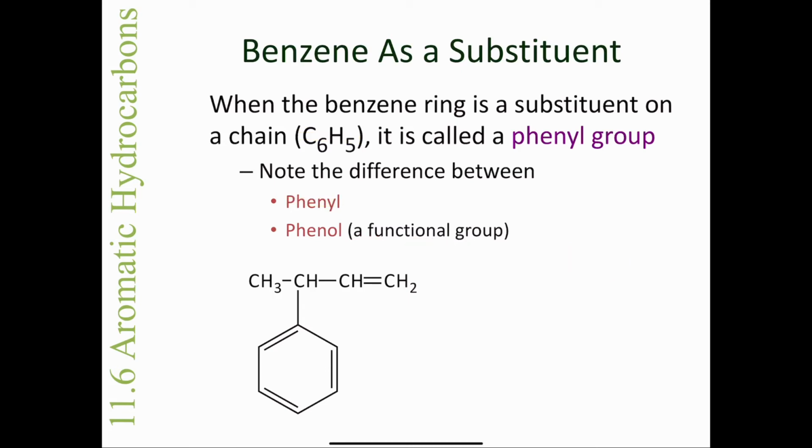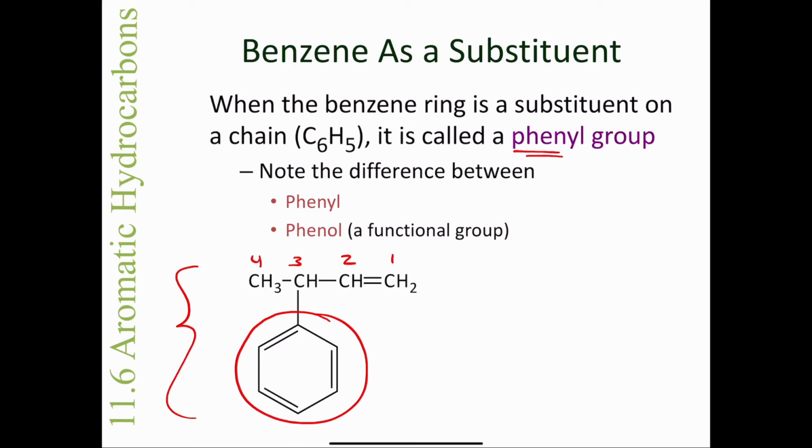And so how would I name this molecule that's shown down here? Well, since it's an alkene, I find the longest carbon chain that contains that double bond, and I want to give that double bond the lowest possible number. So I'll number my butene chain like this. So this molecule is a 1-butene, and since I have benzene as a substituent, and again, when benzene is a substituent, it's called phenyl, this molecule would be called 3-phenyl-1-butene.